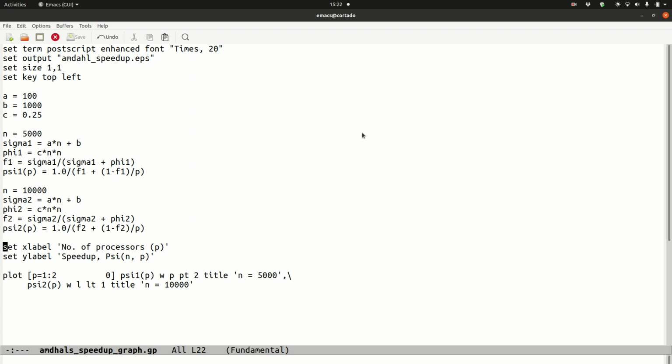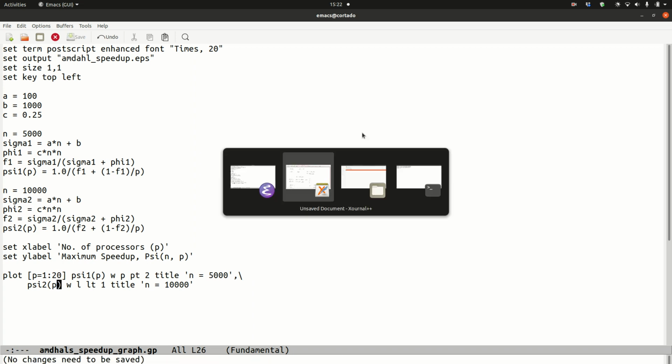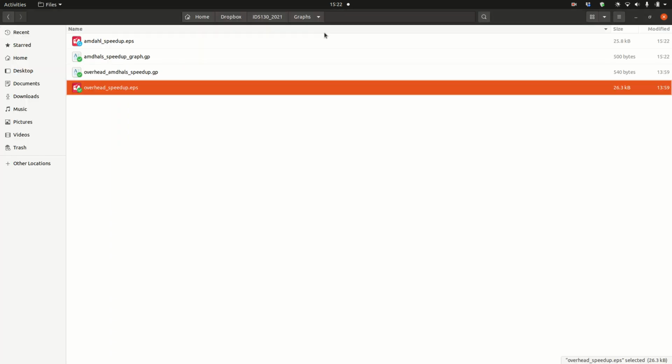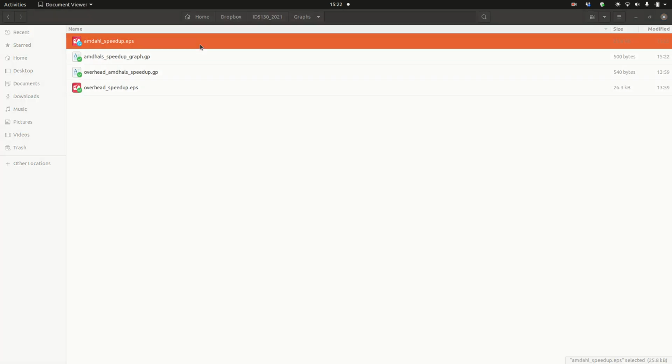Then I just put in some labels. The x-axis is the number of processes, the y-axis is the maximum speed up. Then I plot it using this command. I'm using 20 processes, and I just plot these two values. Let me run this and see. So it ran, and it gives me the graph as an EPS file.